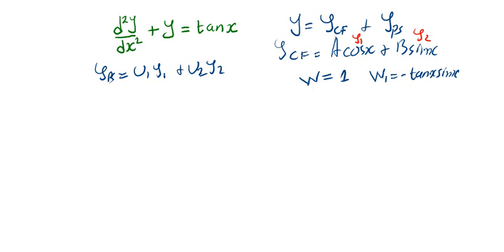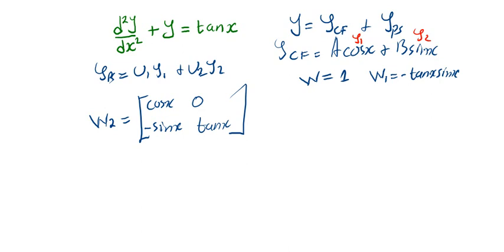Let's look for our w2, which will be equal to our y1, which is cos x, then y1 prime, which is minus sine x, then we put 0 here, then our g of x is tan x. Our minor diagonal gives us 0, major diagonal gives us cos x multiplied by tan x. What's tan x? Tan x is the same as sine x divided by cos x. So that cancels and that cancels. So try your level best to simplify what you have as much as you can. So this is just sine x, like that.